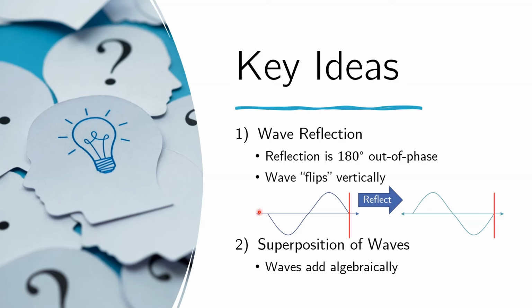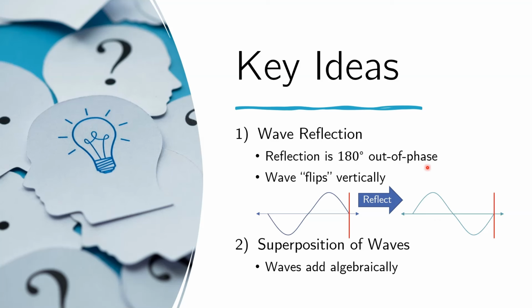On the other hand, if they had the same sign, so for example, if you had this wave and you add it to itself, then the resulting wave would just be twice the original. That's what we mean by superposition of waves. We just add them algebraically.